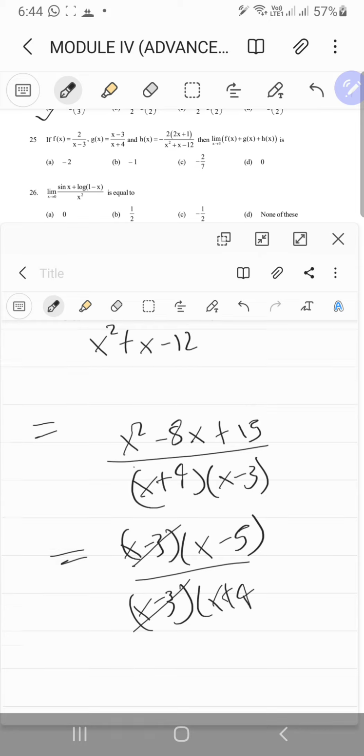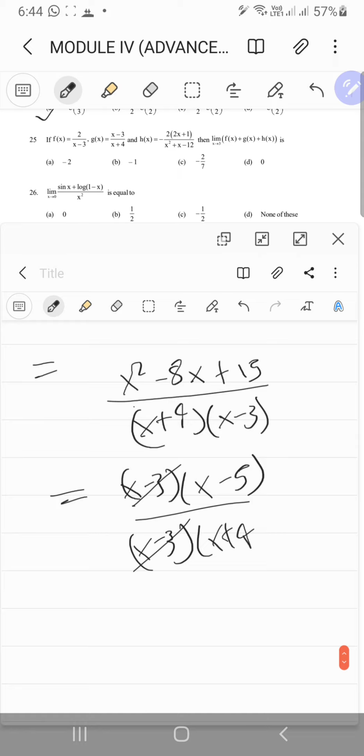So this cancels. So now we have to put 3 into that. This is just minus 2 upon 7. That should be the answer. Next question.